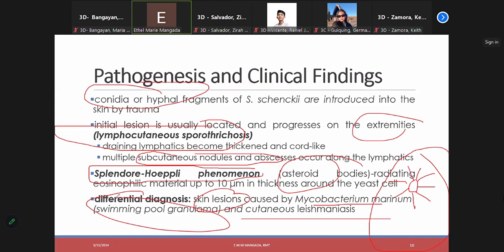What does that mean? We check, and if we believe that it's a fungal infection, then we request a culture. And if there's growth, then probably what's causing the infection is Sporothrix. But if there's no growth, and after using serological tests for bacterial infection, for Mycobacterium marinum or leishmaniasis, it turns positive, then we can say that the lesion is caused by Mycobacterium marinum or leishmaniasis and not by Sporothrix schenckii. Do you get what I mean?